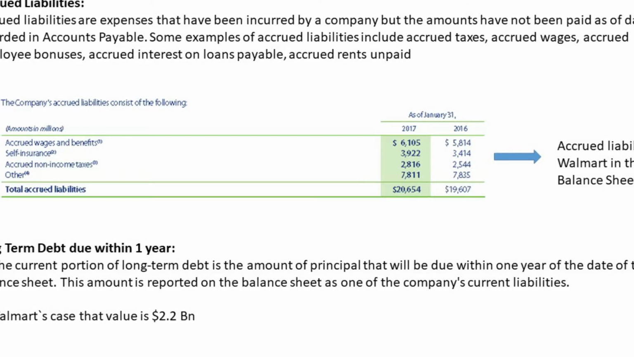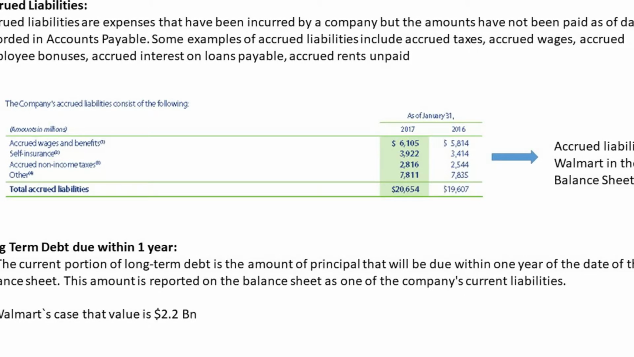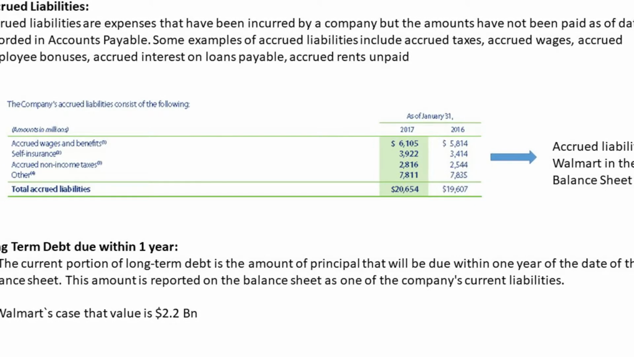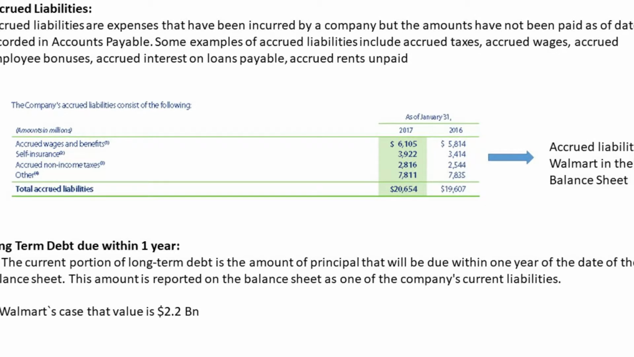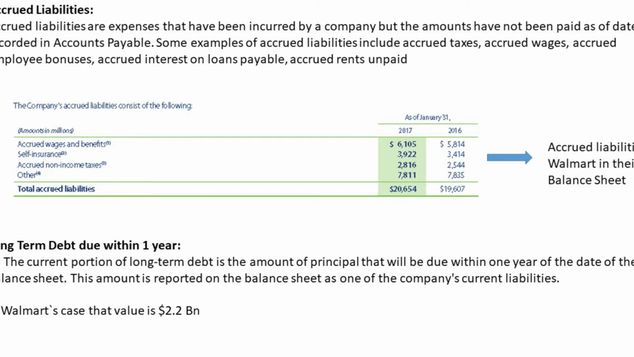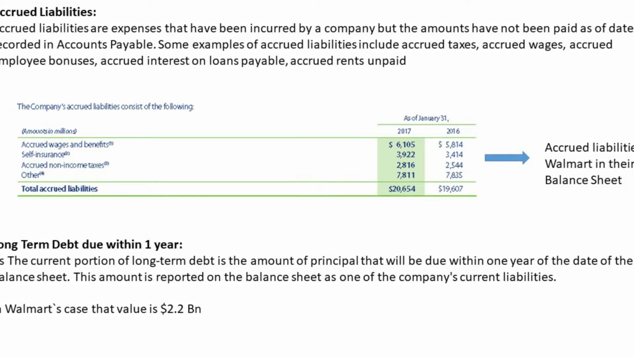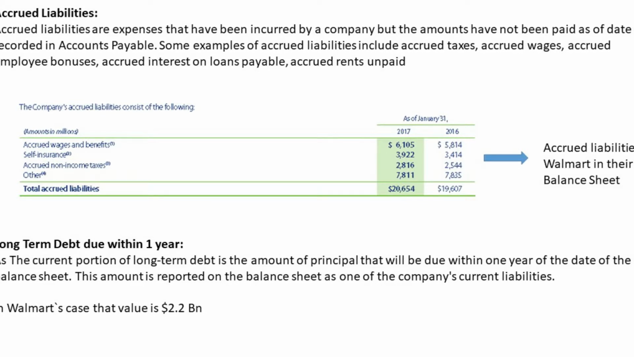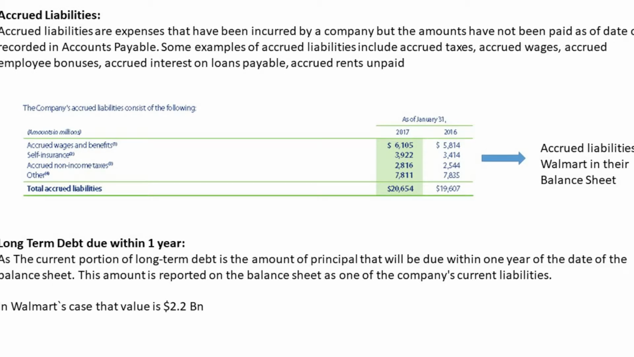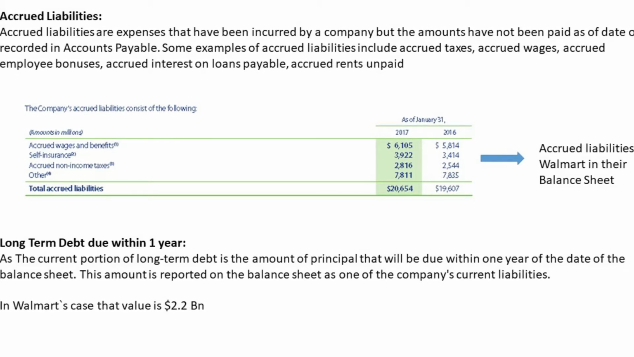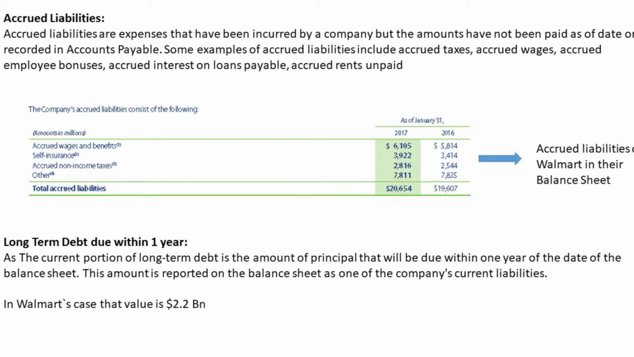For example, it could be wages of employees or bonuses that are yet to be paid for the employees but which are accrued, and also the taxes which are accrued, which are payable, and also the rents, for example, which are unpaid. So there's a snapshot view of the balance sheet of Walmart, and you can see that the accrued wages are quite high for Walmart. The sheer size of Walmart's balance sheet is causing that high value, which is $6.1 billion, and the total accrued liabilities is $20.6 billion, quite an amount.